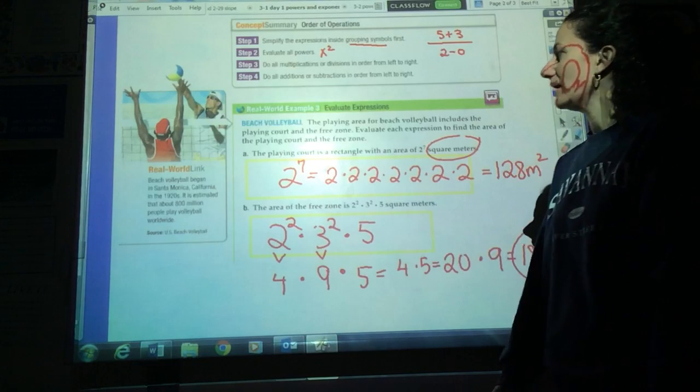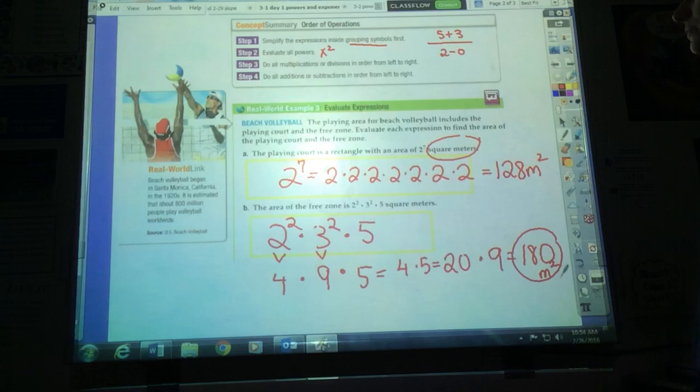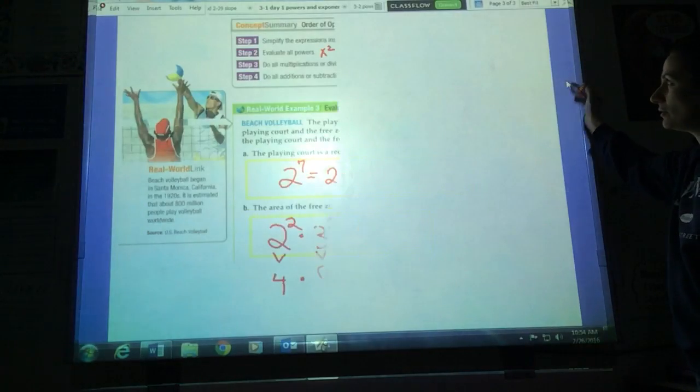So that's how you evaluate exponents. Pretty simple, straightforward. We'll practice this in class tomorrow. Make sure you bring your notes, and I will see you then.